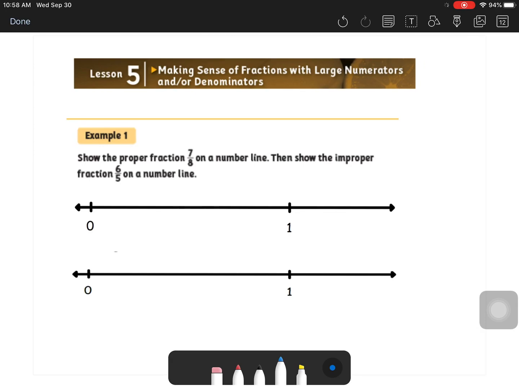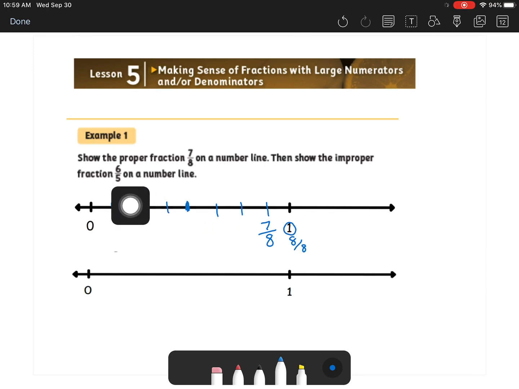Alright, so here it says show a proper fraction, 7/8, on the number line, and then the improper fraction, 6/5, on the other number line. Well, 8ths, I'll do that here. We're going to cut it into 4ths first, and then we're going to cut each of those. So now we have 8ths represented on our number line, right? So I want to represent 7/8. I'm not going to label all of them, but 1, 2, 3, 4, 5, 6, 7 would be the one right there. So that's 7/8 because we know that the 1 is the same as 8/8, right?